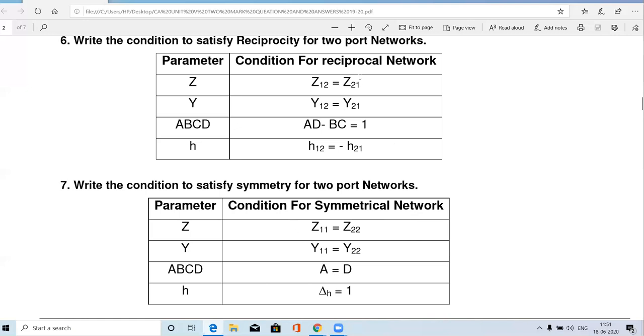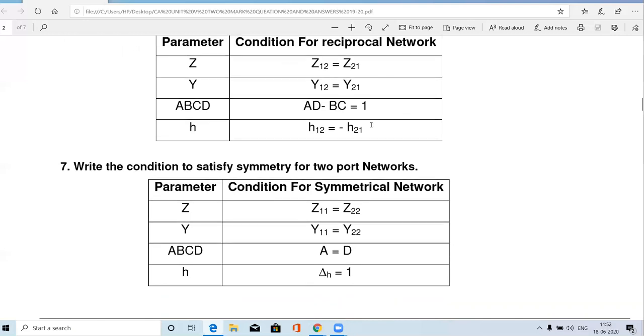Let us compare. Reciprocal means Z12 and Z21 are the same. Symmetrical means Z11 and Z22 are equal. Impedance and admittance give the same thing. In ABCD parameter, reciprocal means the determinant of the ABCD matrix is 1. In H parameter, the determinant of the H matrix is 1, so H12 equals minus H21, and for symmetry A equals D. So these are all the conditions for a two-port network to be a symmetrical network and a reciprocal network.